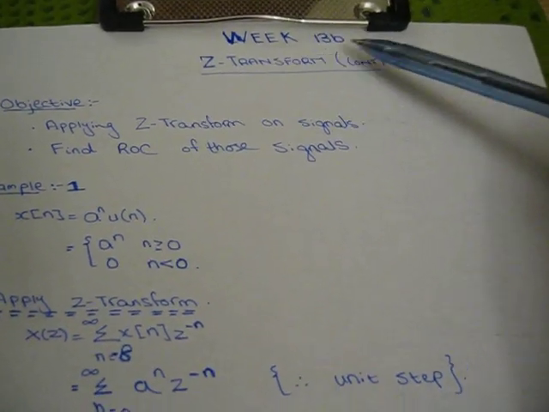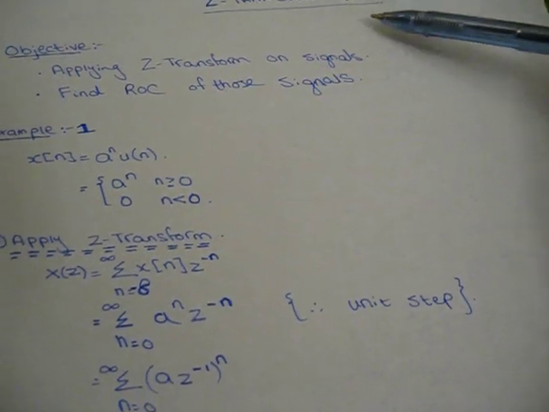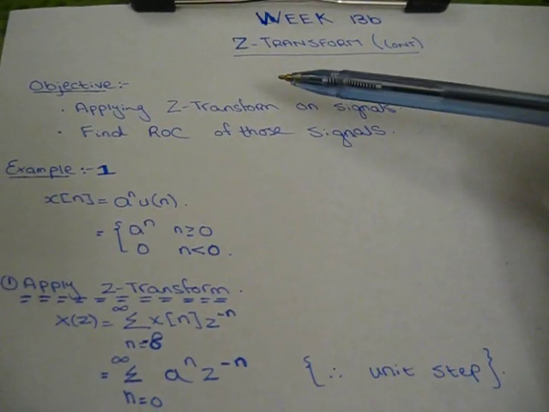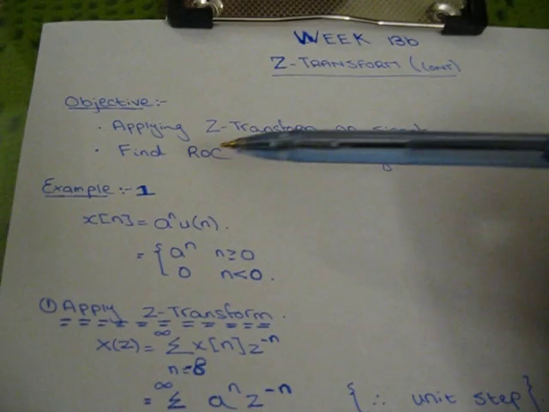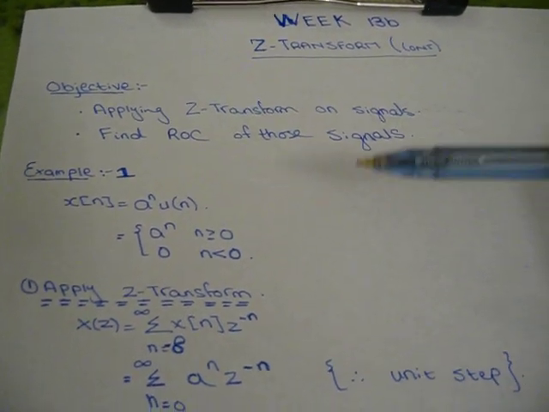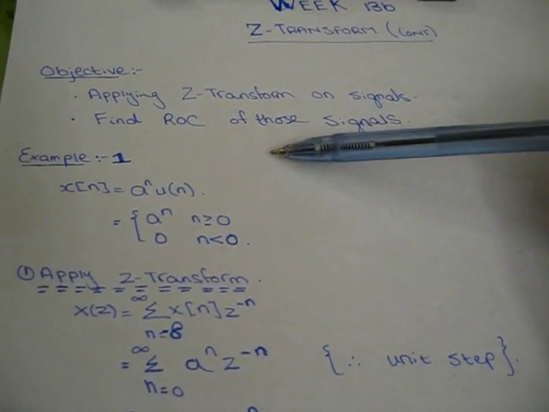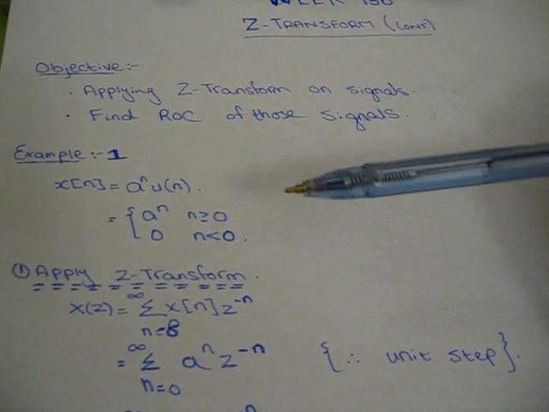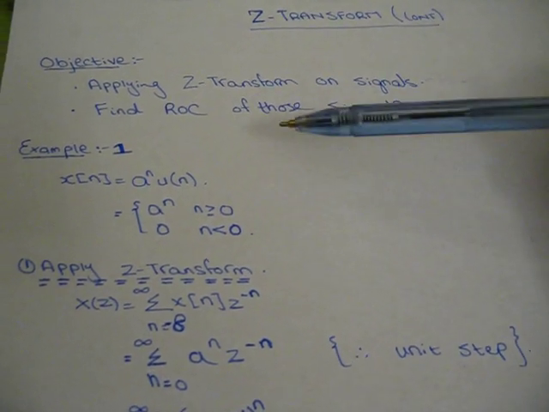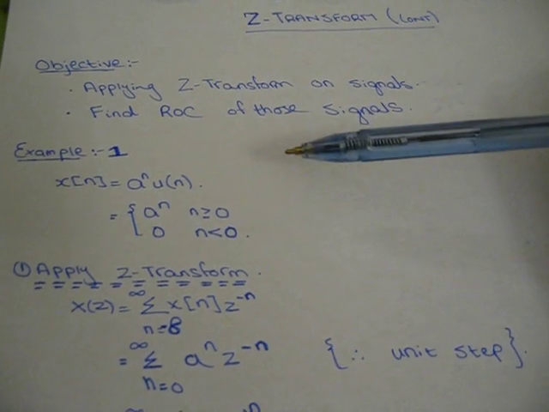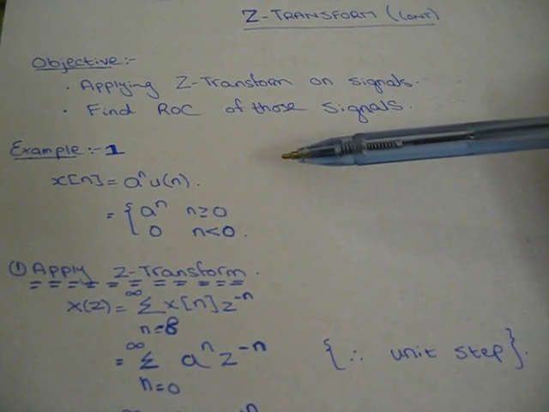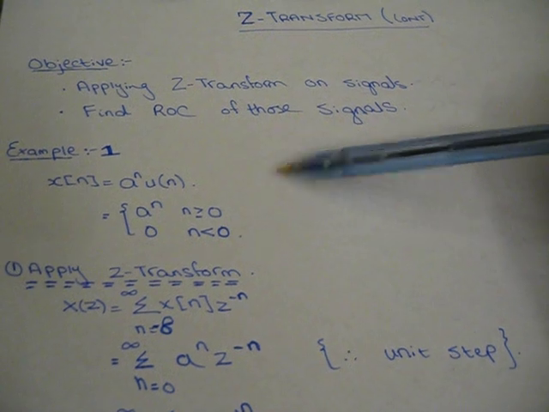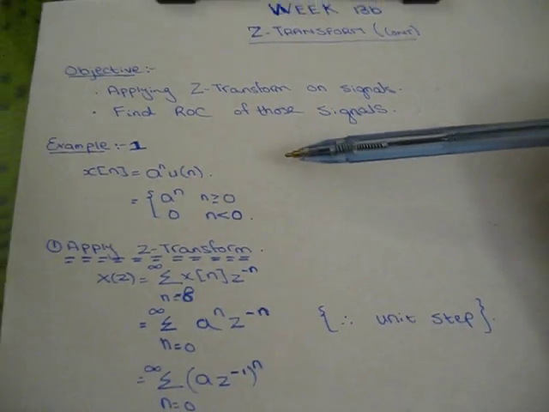Now week 13B. It is the same continuity of our previous topic, Z transform. Now what is the objective of this lecture or video? First thing that we have to learn is applying Z transform on signals, and after applying Z transform on all signals, we can find the region of convergence of those signals.